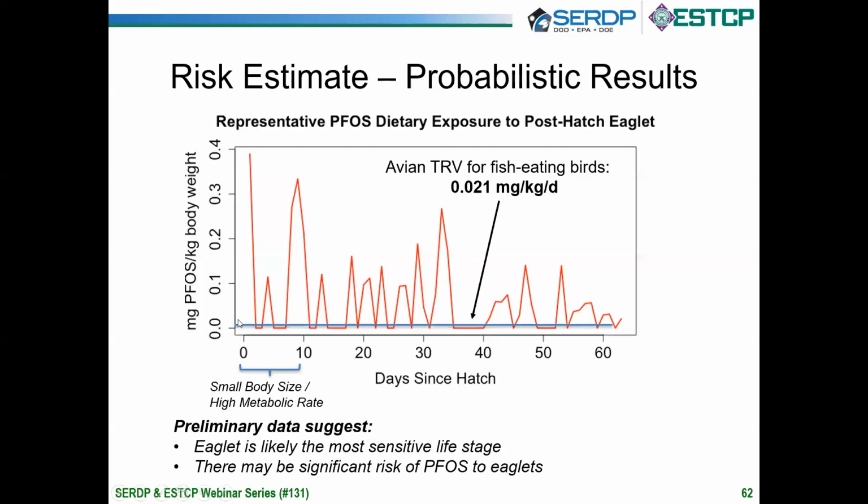And so what you see is this toxicity reference value. This is represented by this blue line, and this was established by Newstead et al. This is the threshold where we expect there to potentially be some deleterious effects. And this is set at 0.21 milligrams per kilogram per day. And you can see there are very many red lines that are exceeding that threshold.